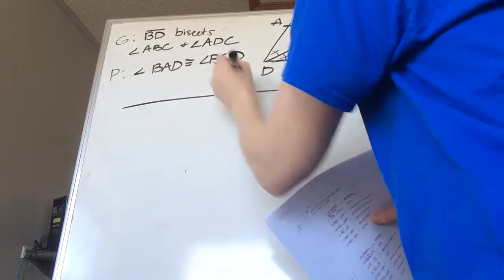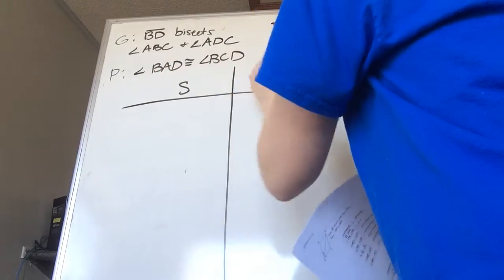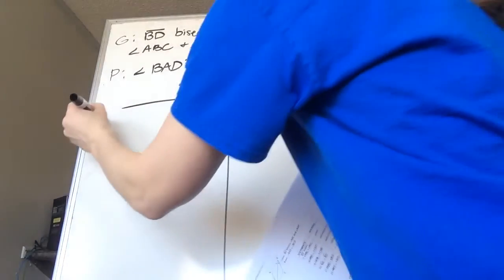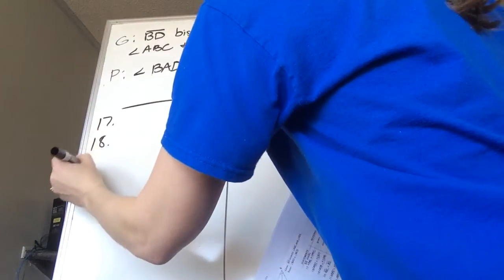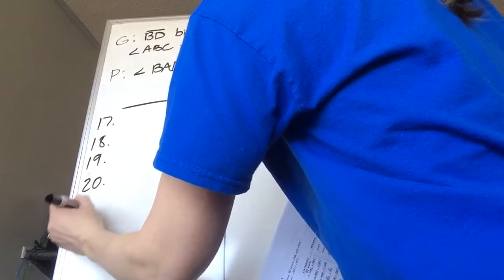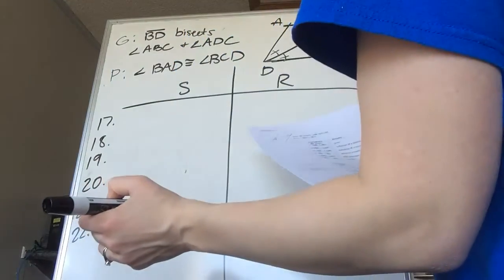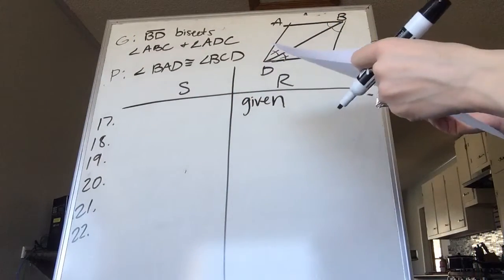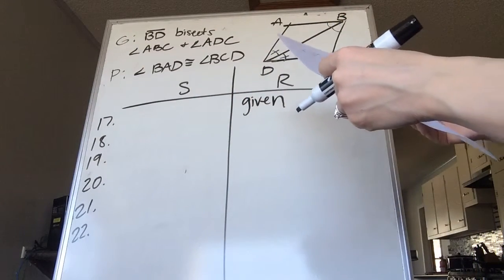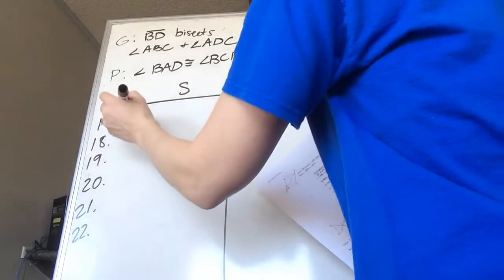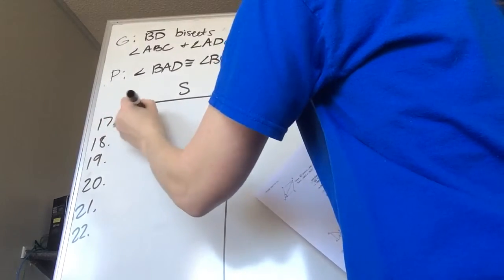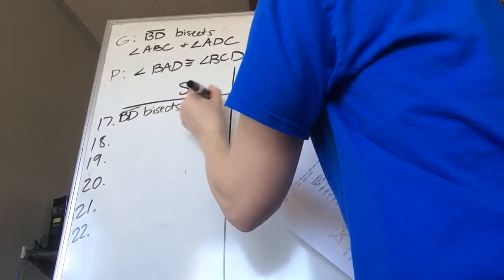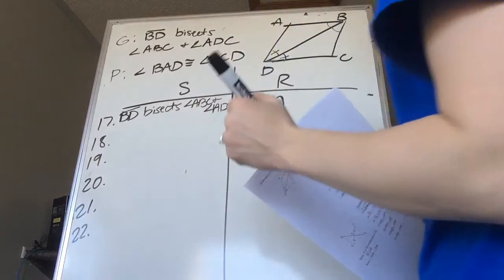Okay, so let's do our statements and reasons. They give us all of our reasons on this, and we are just supposed to establish our statements. So the first thing is a given. So what are we given? Well, we're only given one piece of information, so we know what to plug in here. BD bisects angle ABC and angle ADC.